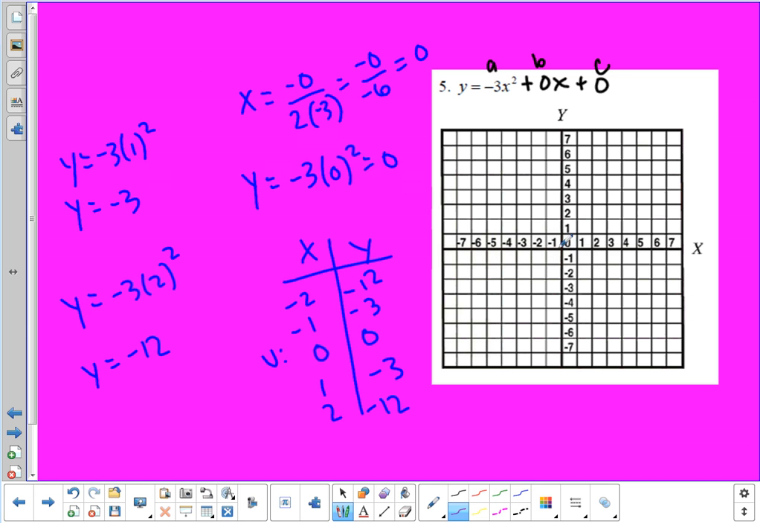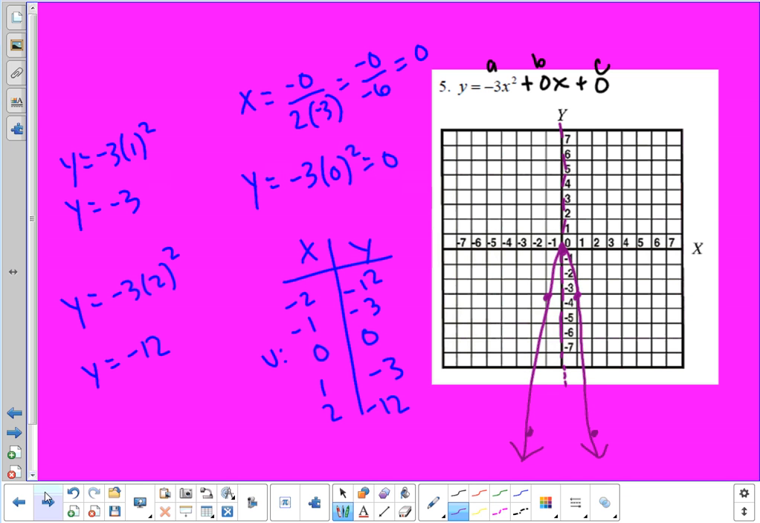So 0, 0 is my vertex, and the y-axis is my axis of symmetry. So then I go over to 1 and down to negative 3, and I can mirror that across. And I need to go over to 2 and negative 12. This was negative 8, 9, 10, 11, 12. It's kind of far off your coordinate plane, but it's doable. You can see it. You can find it. Just draw it in. And there is your parabola.